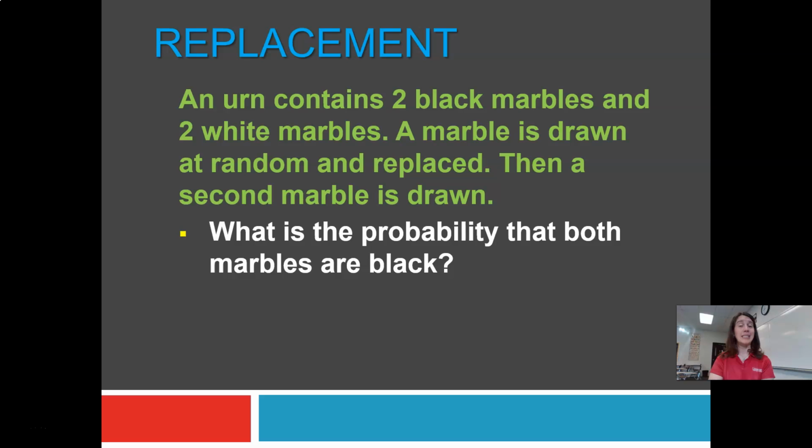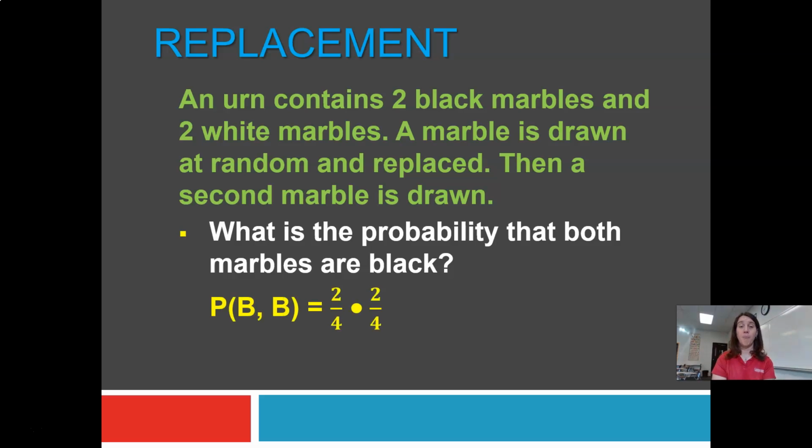Now, are these examples of independent or dependent events? This would be an example of independent because the draw the second time is not affected by what happened the first time, since I did put the marble back. Well, how many black marbles do we have on this question? There are 2. How many total marbles do we have? There are 4, because there were 2 black and 2 white for a total of 4.